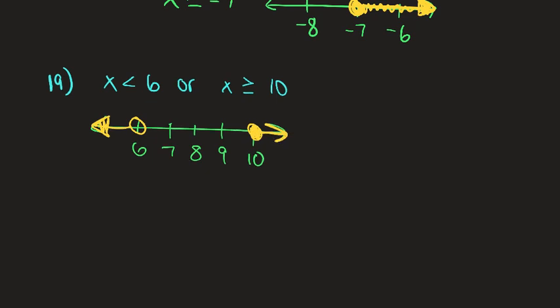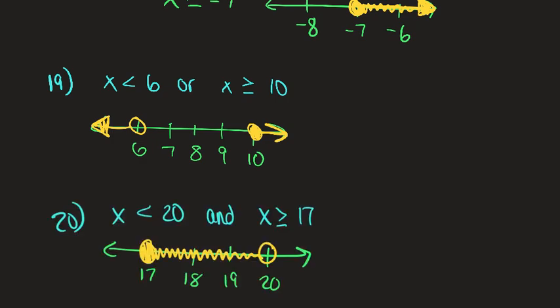Your last question of the video. X is less than 20 and x is greater than or equal to 17. Graph that compound inequality. Ands go in between. The 20 is an open dot, the 17 is a closed dot, then you color in the middle. Now turn your paper in to me.